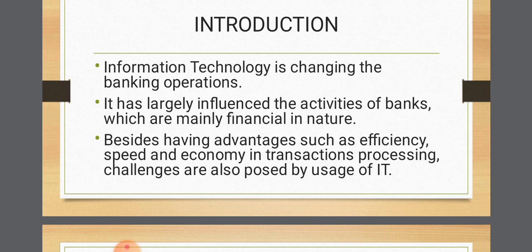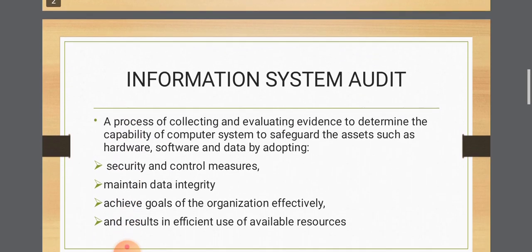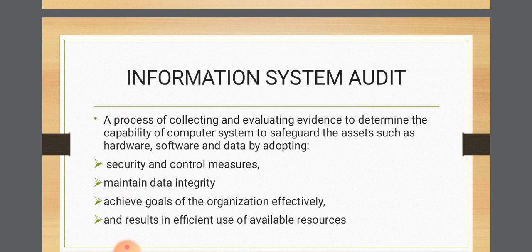So information system audit is a process of collecting and evaluating evidence to determine the capability of computer system. Here two things are important. One, it is collecting and evaluating evidence, because auditing can be done only on the basis of proofs, on the basis of evidences. So collection and evaluation of evidences to determine the capability of computer system to safeguard the assets. What is all this collection and evaluation of evidence about? It is about the capability of computer system.